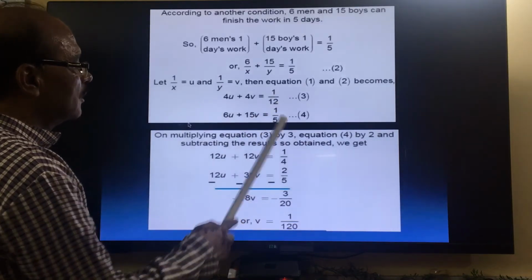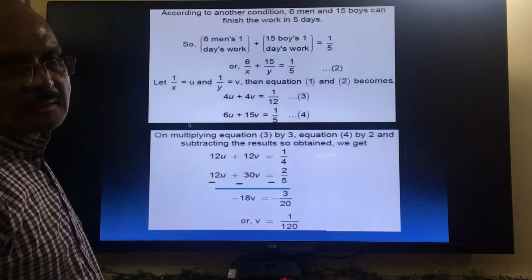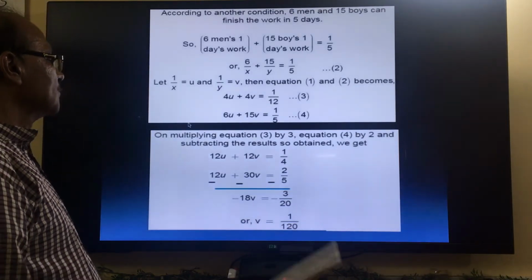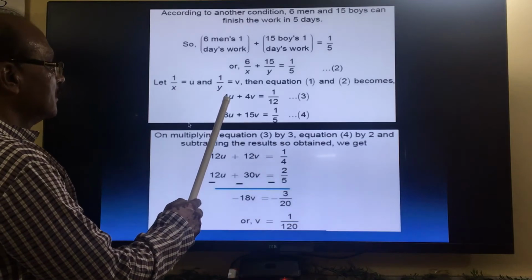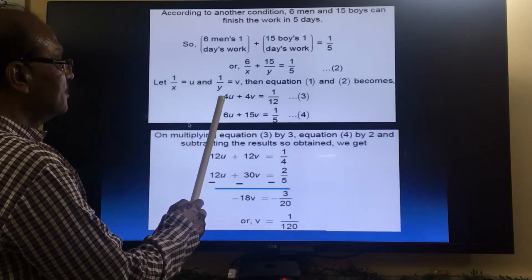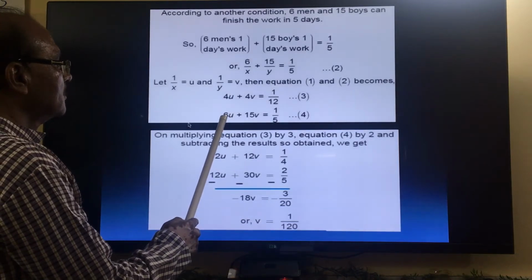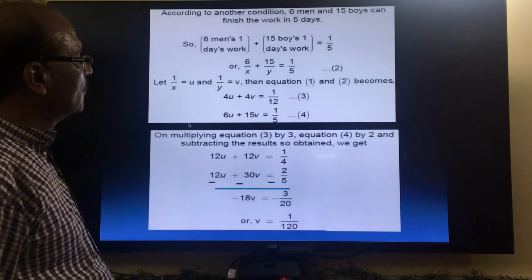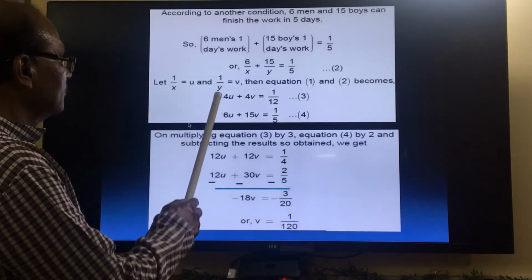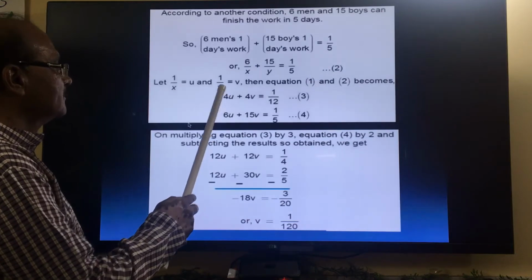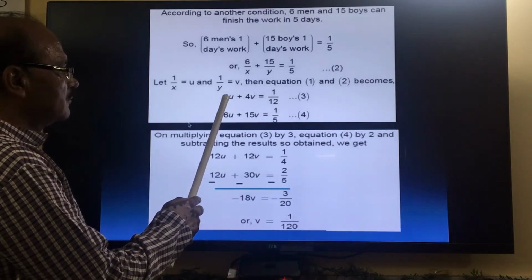After this we will solve these two equations by the elimination method, by equating the coefficient method. So for this we can see we are making the coefficient of U equal. Here coefficient of U is 4, here coefficient of U is 6. So LCM of 6 and 4 is 12. So we will make them 12. So multiply first equation by 3. So 3 4s are 12, it will be 12.